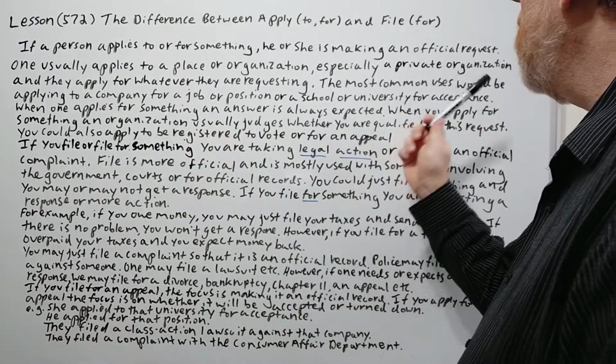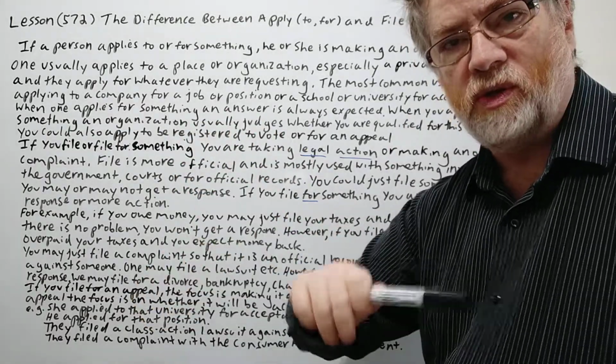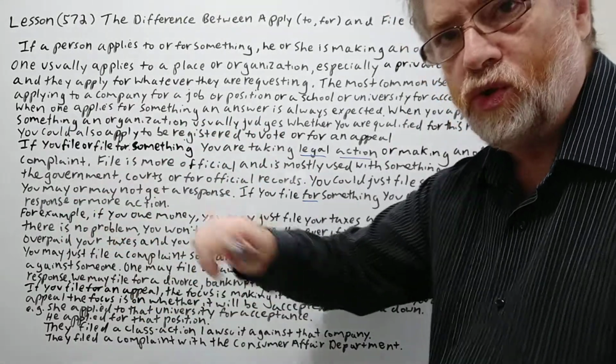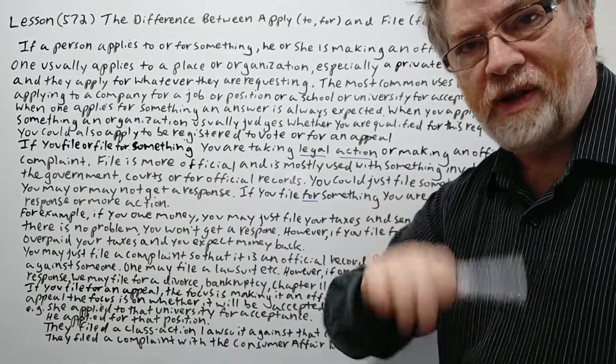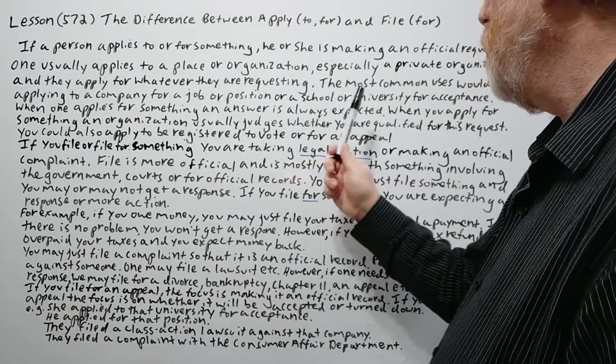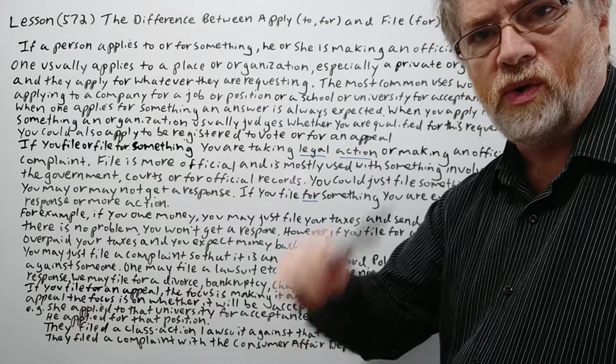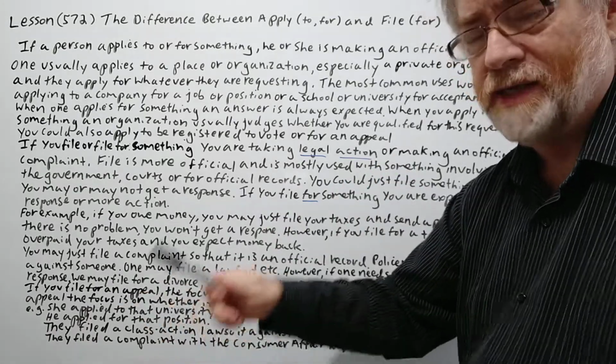Okay. The most common uses would be applying to a company for a job. So you apply to the company or to the organization, and you're applying for the job. You're applying for the position. Okay, good. Or a school or university for acceptance. So you apply to the school, you're applying for acceptance.